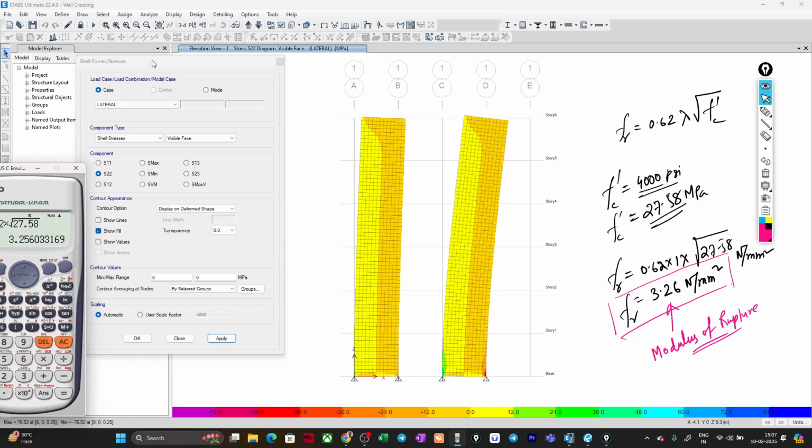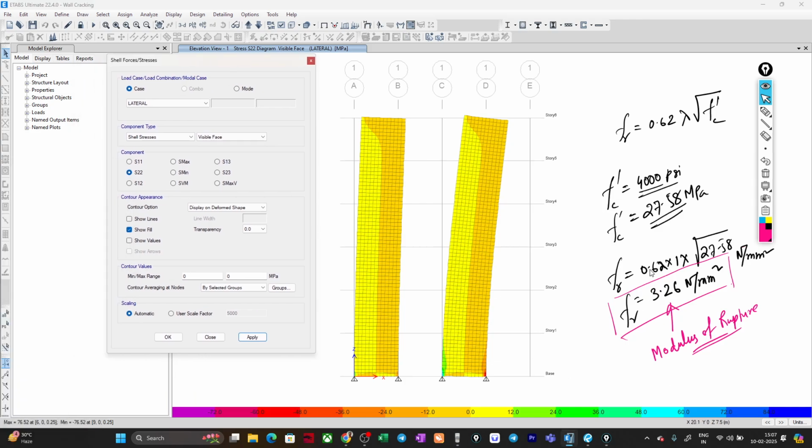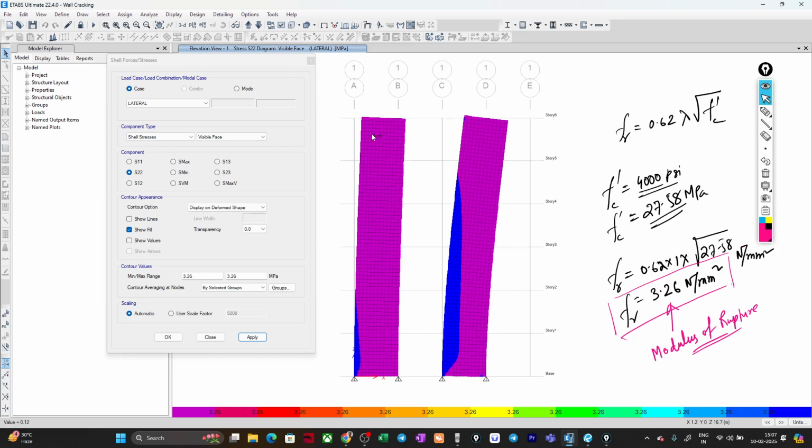So how to do this? You know the limiting value, which is 3.26, right? So you can put this minimum and maximum range both as 3.26, and you can check which areas have crossed the limit, which is more than 3.26. Correct? So I'll just click on apply. Now you can see these red areas, or magenta areas, are basically less than 3.26. And these blue areas here are higher than 3.26.